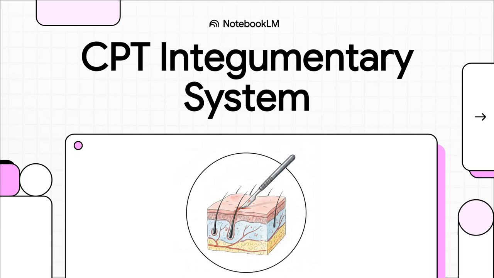I'm Herschel. Today, we're tackling something that trips up so many coders, the Integumentary System CPT guidelines. I know, it looks like a giant wall of text and numbers, right? But our goal today is to translate all of that into clear, visual logic. Because the CPT rulebook isn't just some random list. It actually tells the exact story of a surgery from start to finish.